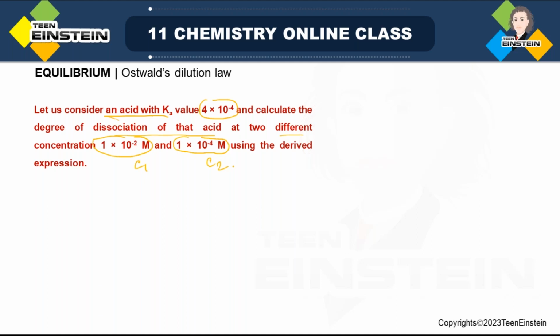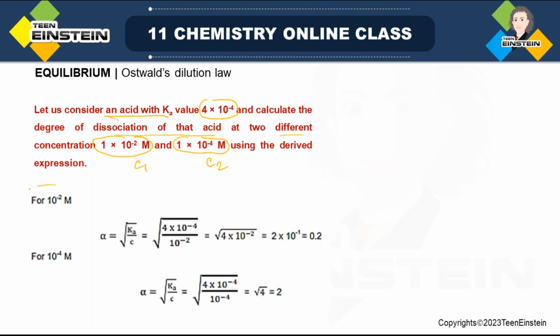So you have to calculate the alpha value first for C1 using K, and second for C2, again using K. Then we will look at the values of alpha and understand what happens to alpha when you do 100 times dilution. That is, what is the effect on the degree of dissociation? That will be clear.